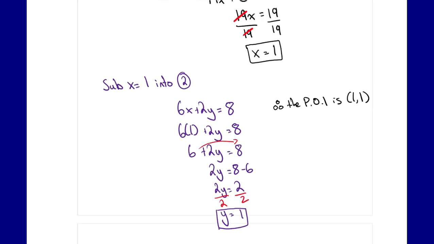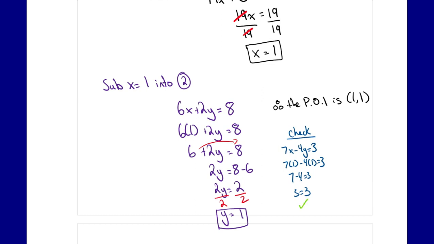I can check this as well if I want. I don't have to worry about checking equation 2 essentially because I got this value from equation 2. So I can check equation 1 though. 7x minus 4y equals 3. So 7 times 1 minus 4 times 1 equals 3. 7 minus 4 equals 3. 3 equals 3. That is good.